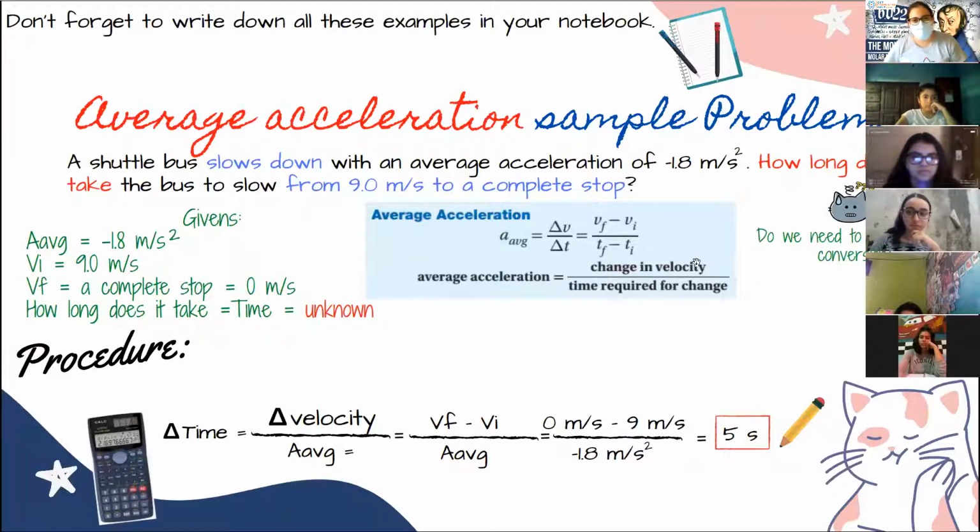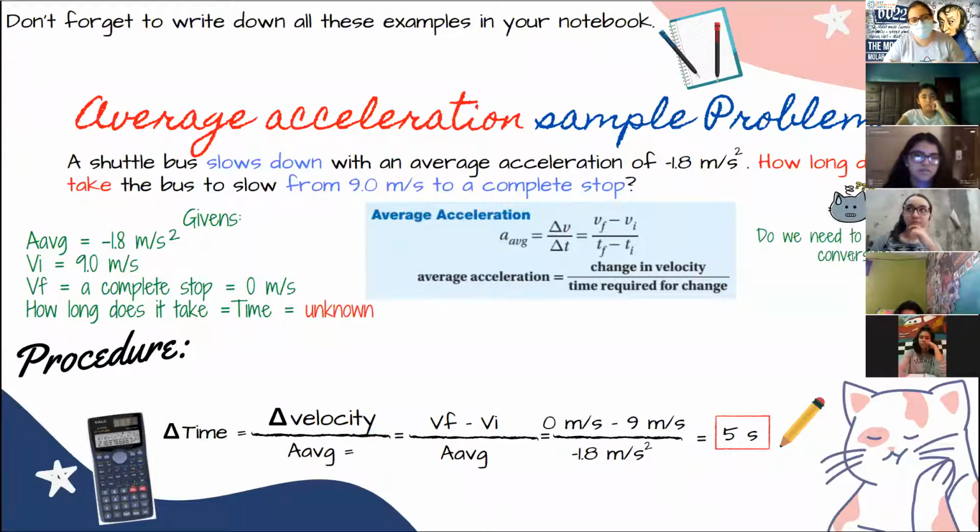Question, in this problem, by taking a look at the data: average acceleration negative 1.8, initial velocity 9 meters per second, final velocity 0 meters per second because it says complete stop. And it's asking you about the time because it says how long does it take. Okay, so question, do we need to perform any conversion?